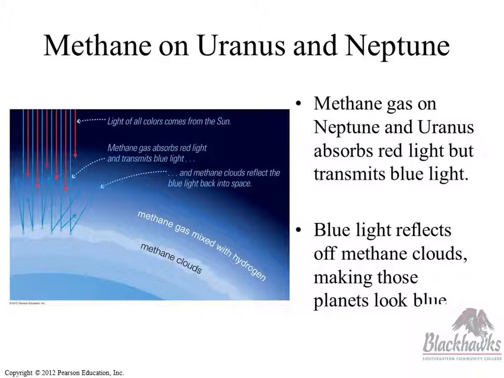What? It said methane. Methane, we were right. So the formula for methane is CH4: one carbon atom and four hydrogen atoms. And cows make methane. And that actually is what makes these planets appear blue.